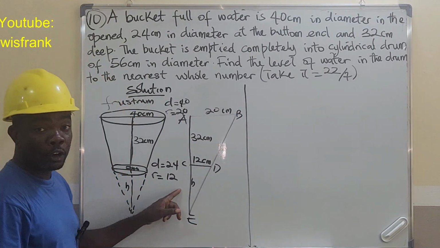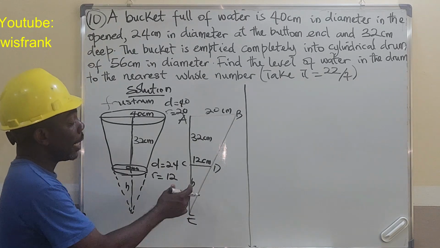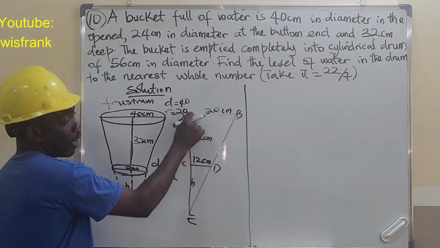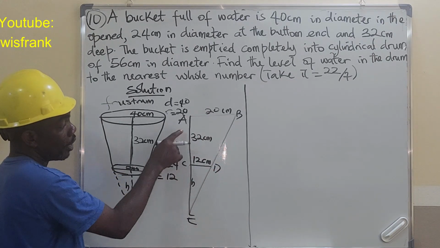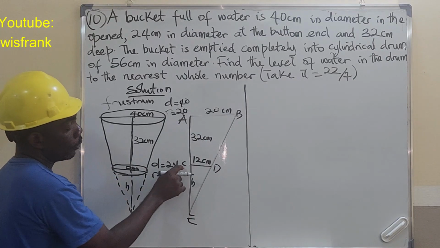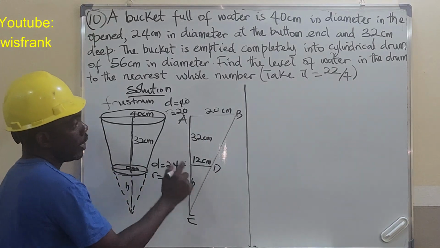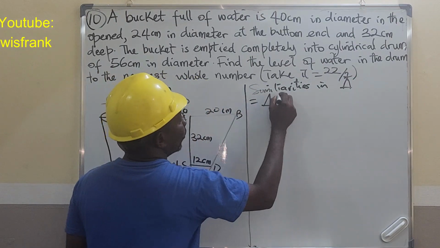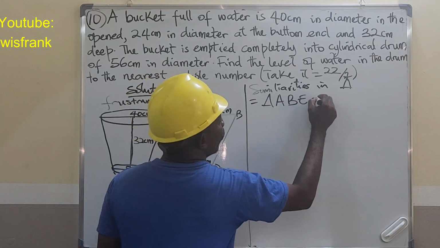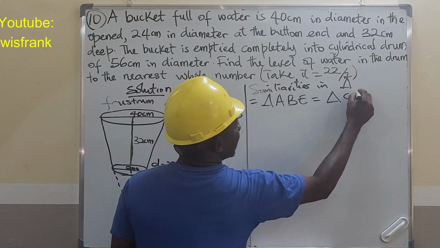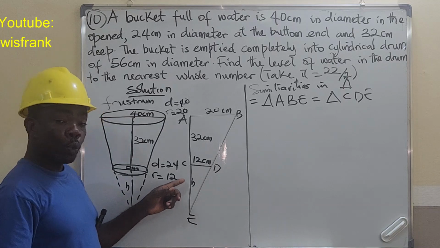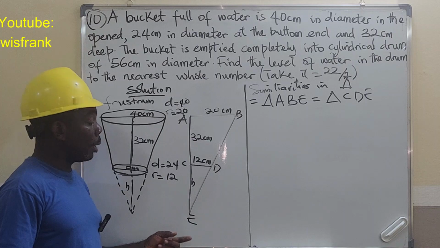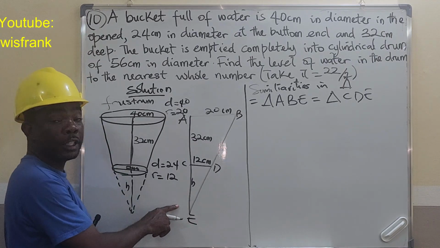For us to find the value of this h, we need to use the similarity of these triangles. Here, we have two triangles: a bigger triangle and a smaller triangle. That means triangle ABE and triangle CDE. So the triangle ABE is similar to triangle CDE. In this case, we can have a relationship between the lengths of the sides so that we'll be able to find the height of this small cone.